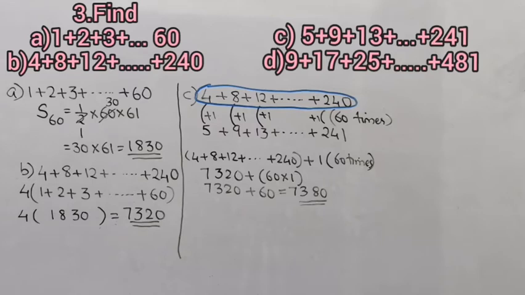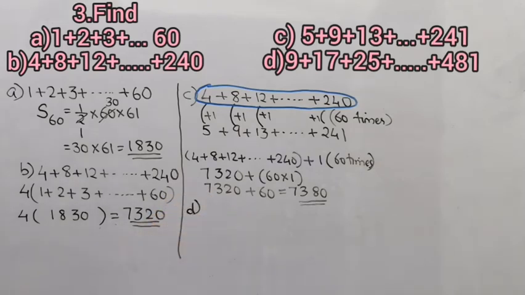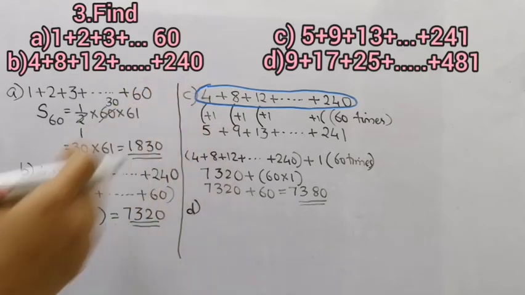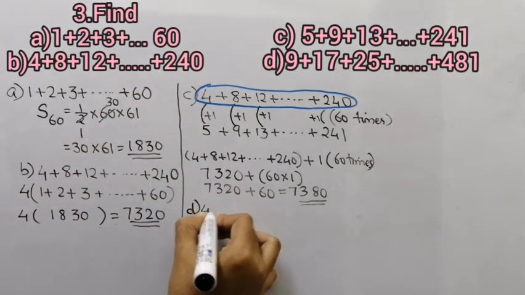Okay, now moving on to the next one, D. D. It is 9, 17, 25 up to 481. So from first we can write the C bit here. No problem. C bit. What is the sequence here?